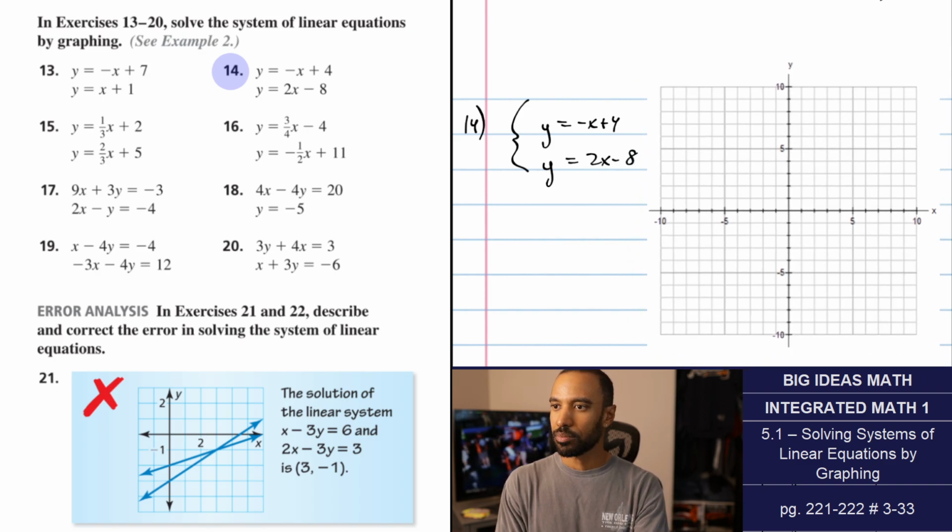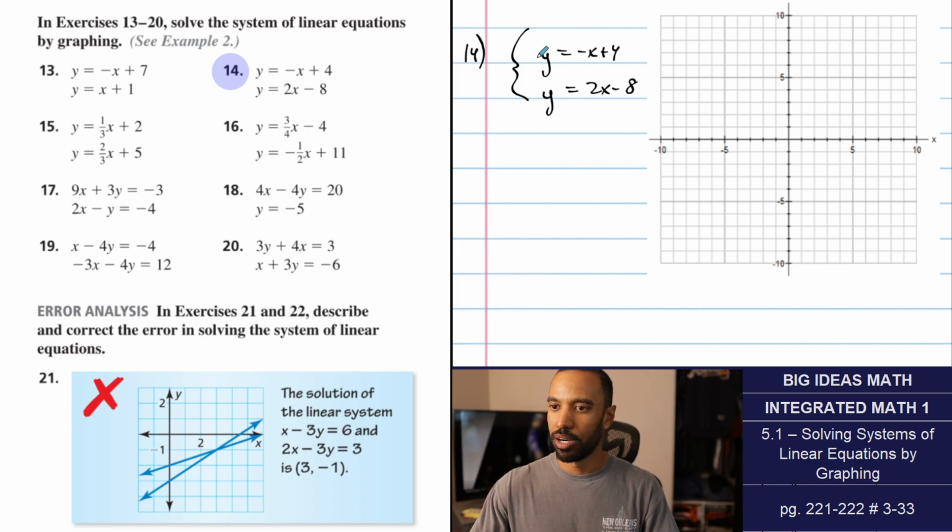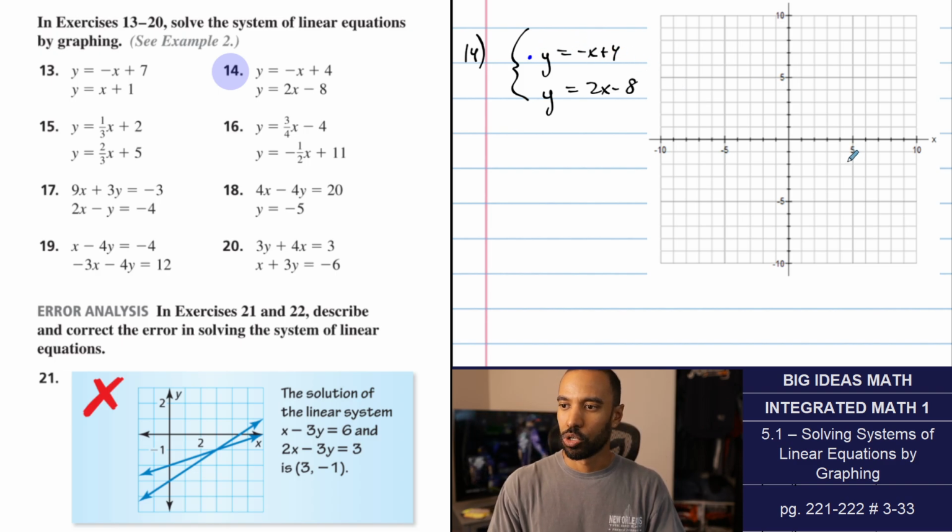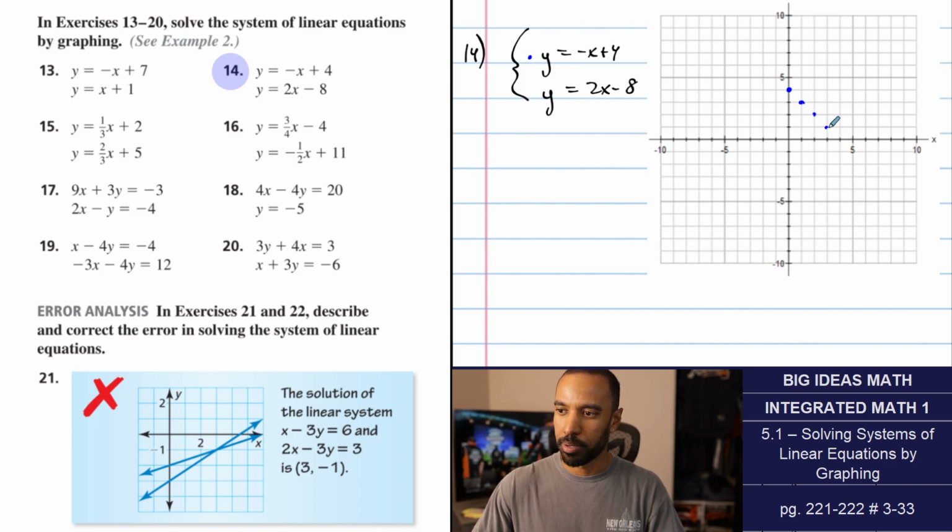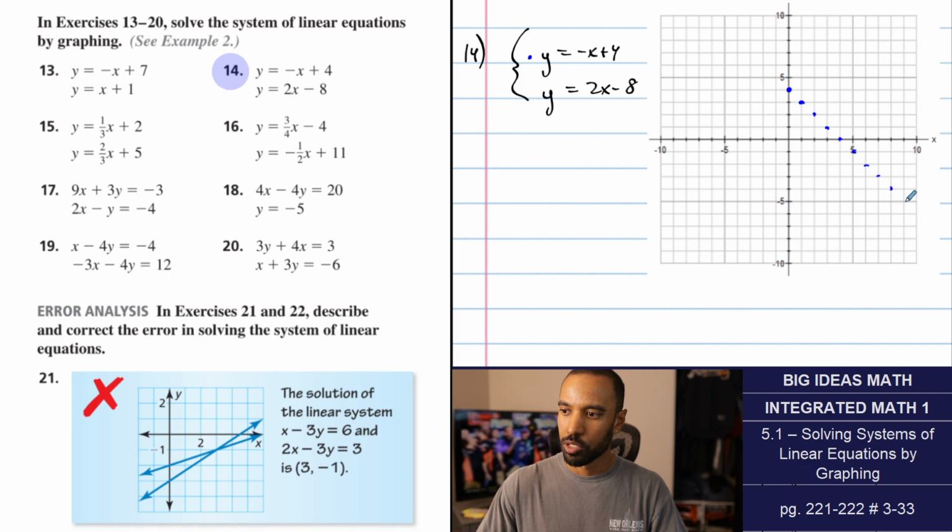All right. Negative x plus 4 looks like, again, a lot of plotting points here, but down 1, right 1, and up 1, left 1. So we get the points.